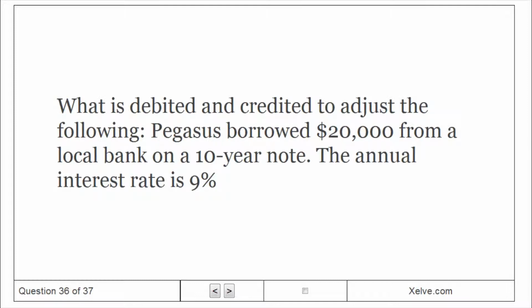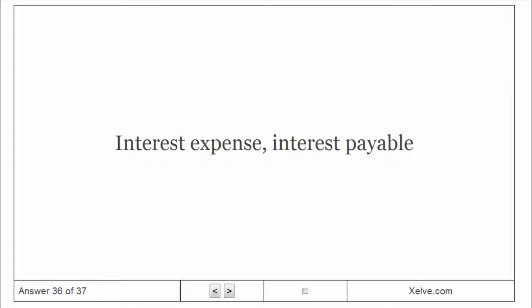What is debited and credited to adjust the following? Pegasus borrowed $20,000 from a local bank on a 10-year note. The annual interest rate is 9%. Interest expense. Interest payable.